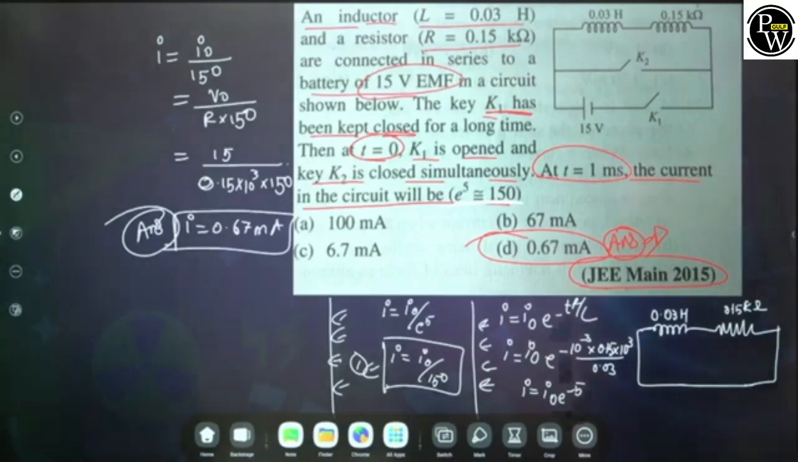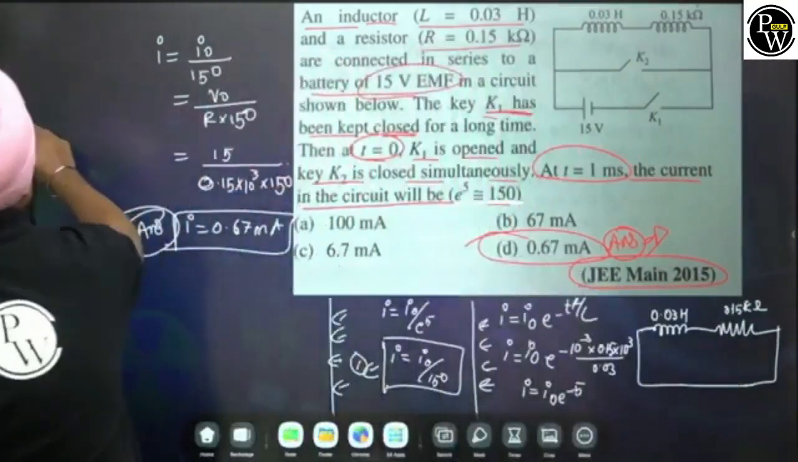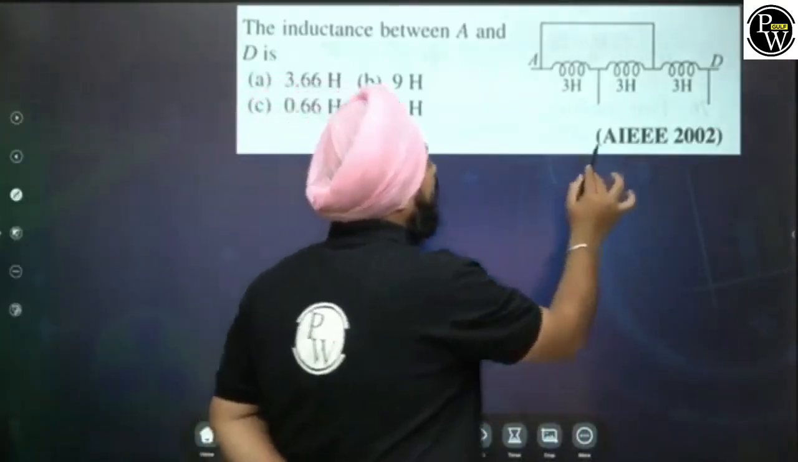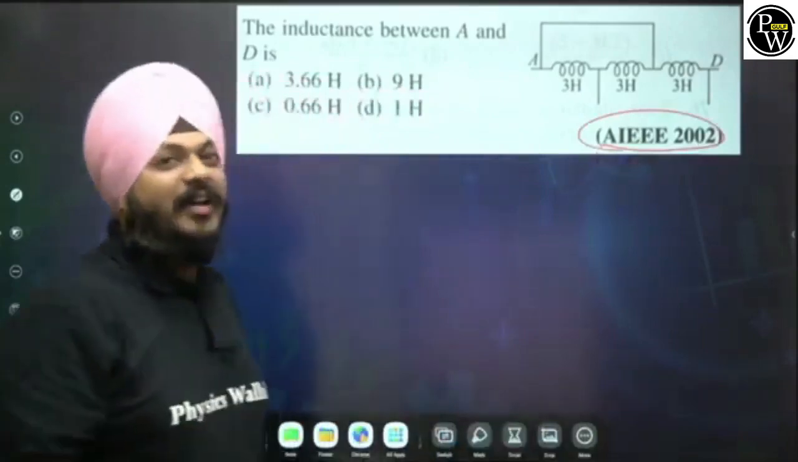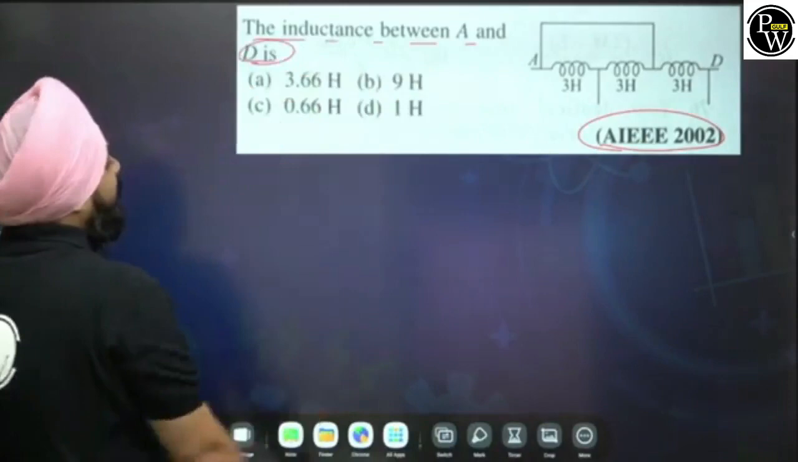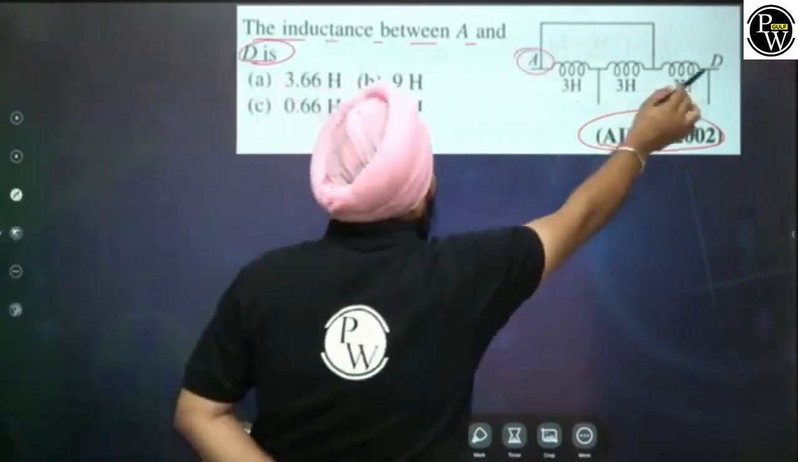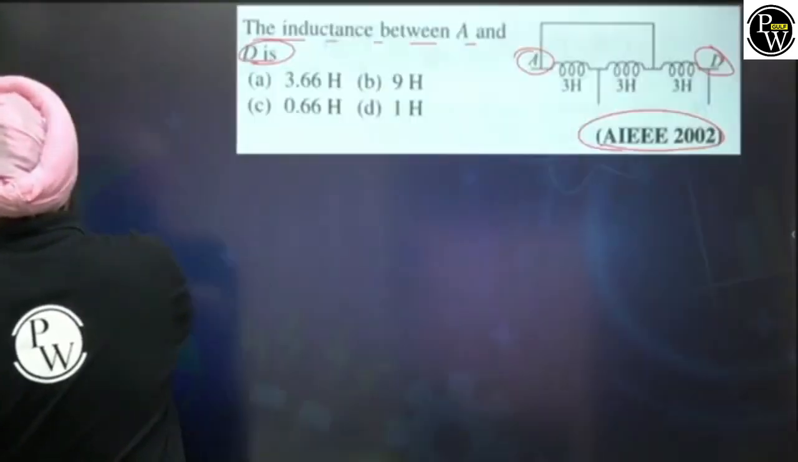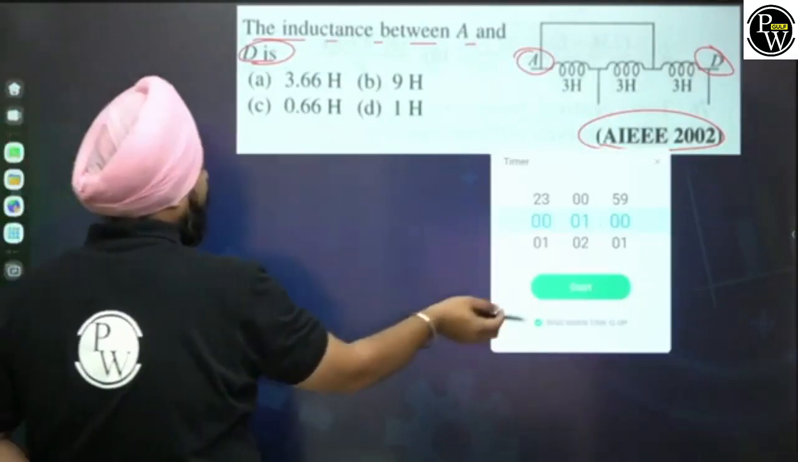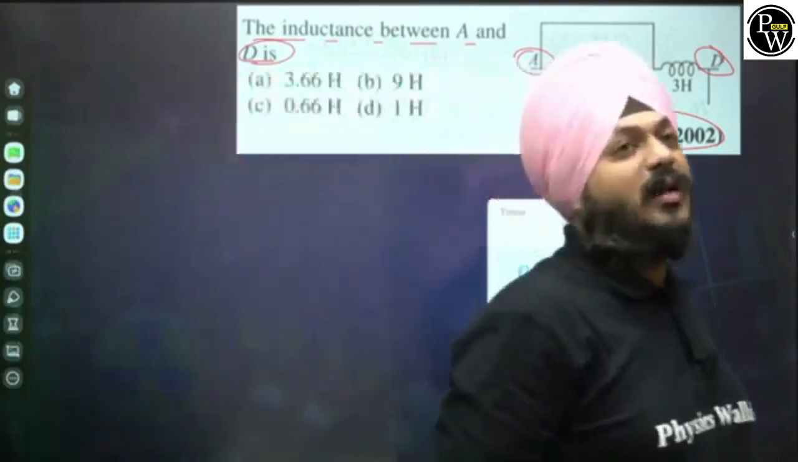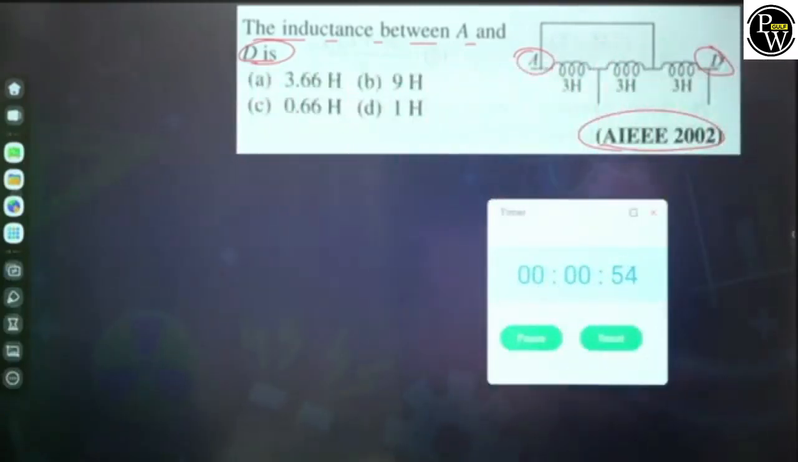Okay, I think that much time is enough. Let's move on to the next question. This question was asked in AIEEE 2002. Very easy question. The effective inductance between A and B, A and D will be what? I don't think we are going to give much time on that, but still, it is important to give you all a minute. It is quite easy. You can just solve this and answer it immediately.